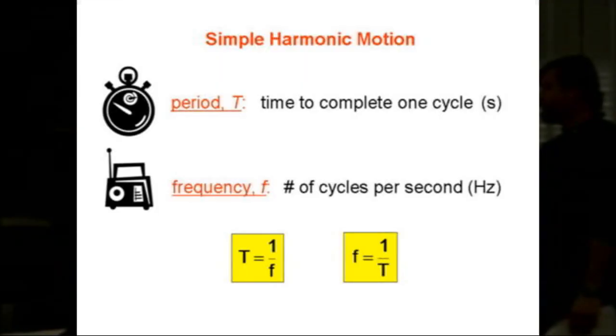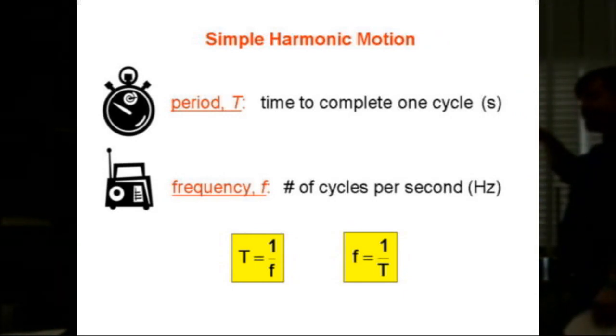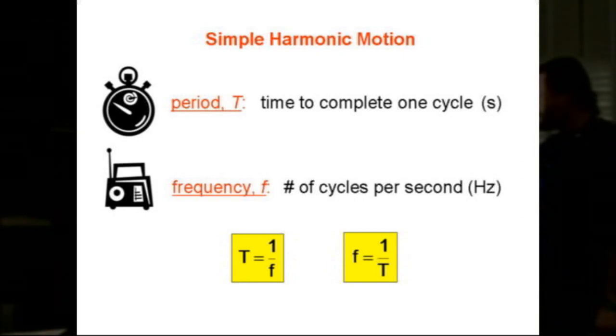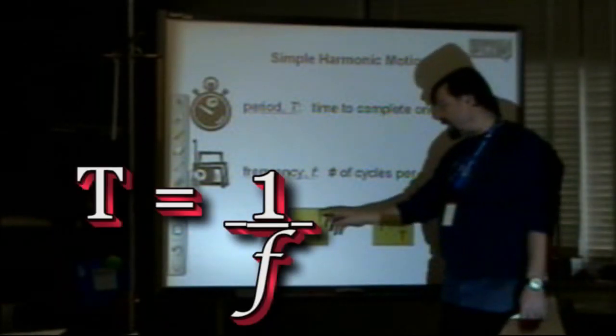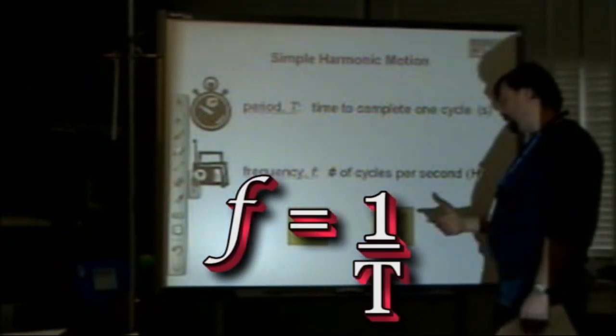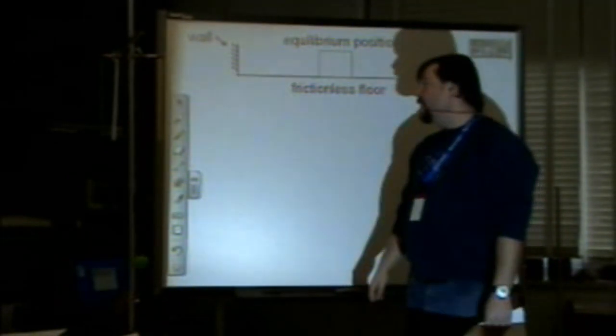All right, and we can see that there's an inverse relationship between seconds per oscillation and oscillations per second, or seconds per cycle and cycles per second. We have an inverse relationship between the time period and the frequency. So the time period is 1 over the frequency, and if you're looking for the frequency, you have 1 over the time period. All right, let's take a look at some objects in simple harmonic motion.